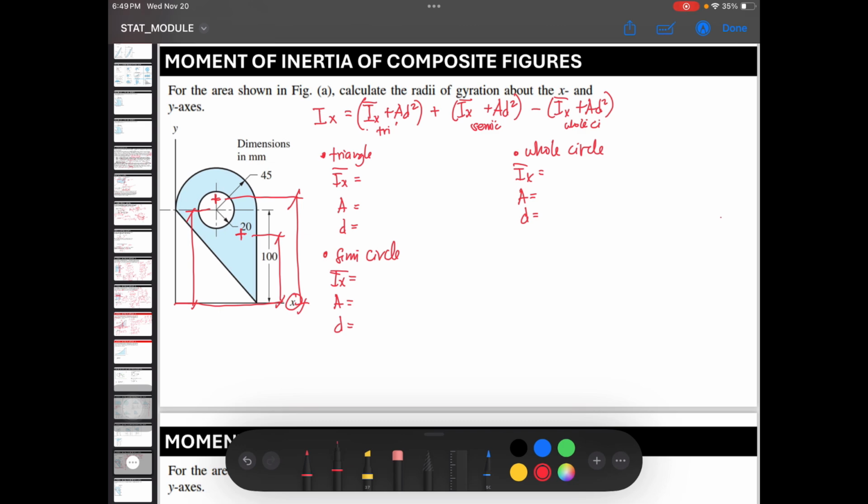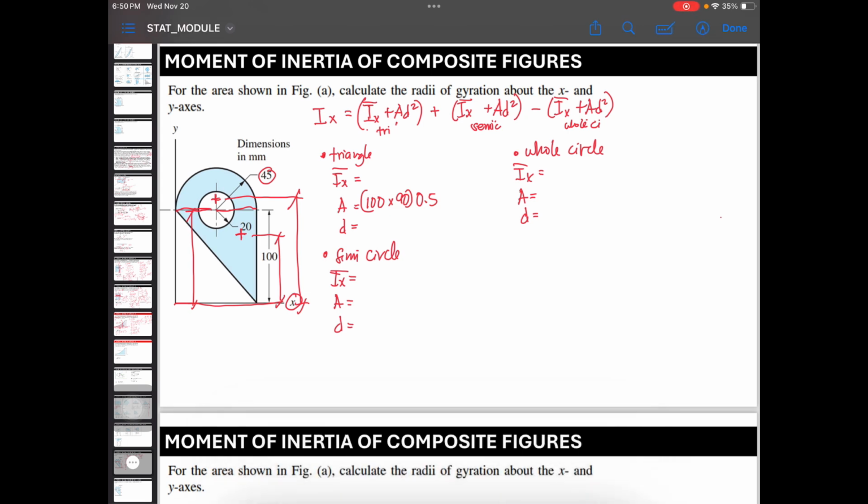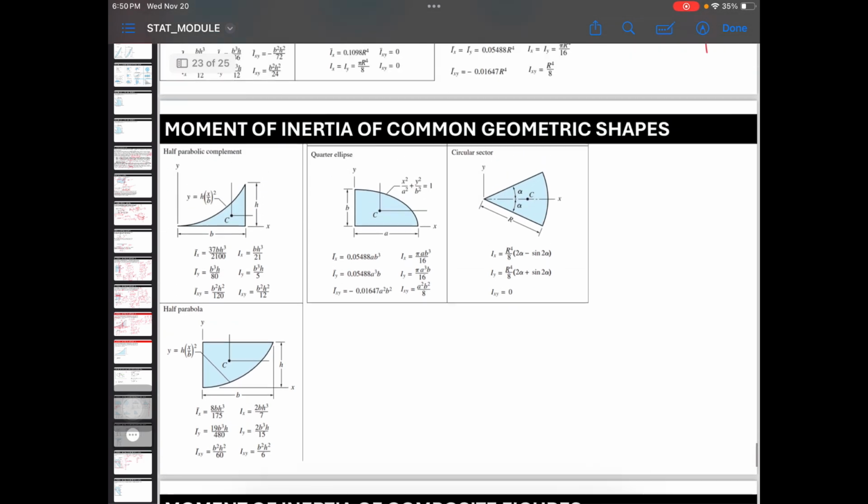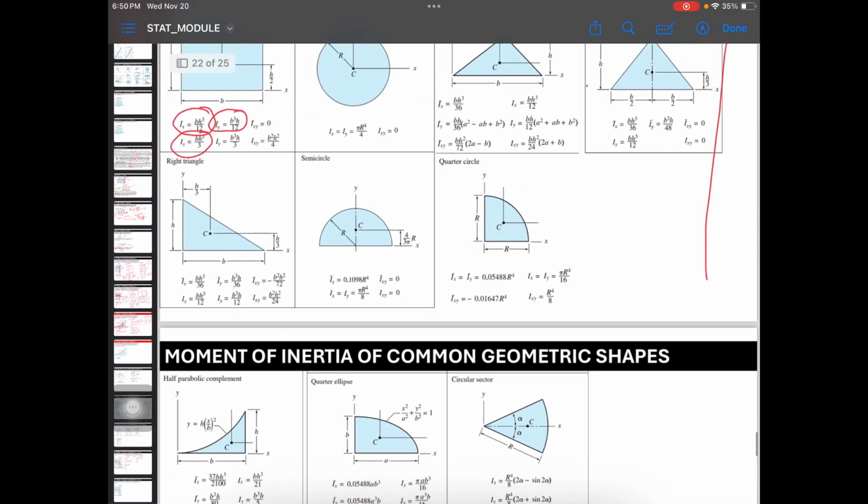Area muna ni triangle. So, base times height. Height niya is obviously 100. Base, since 45 ang radius ng big circle na semicircle, edi 45 dito, 45 doon, edi 90. And then, 1/2 yan. So, anong distance niya? So, tabulated din yan. Maya na natin ilagay. So, sino nga? Distance na nga. Ano ito? Triangle.